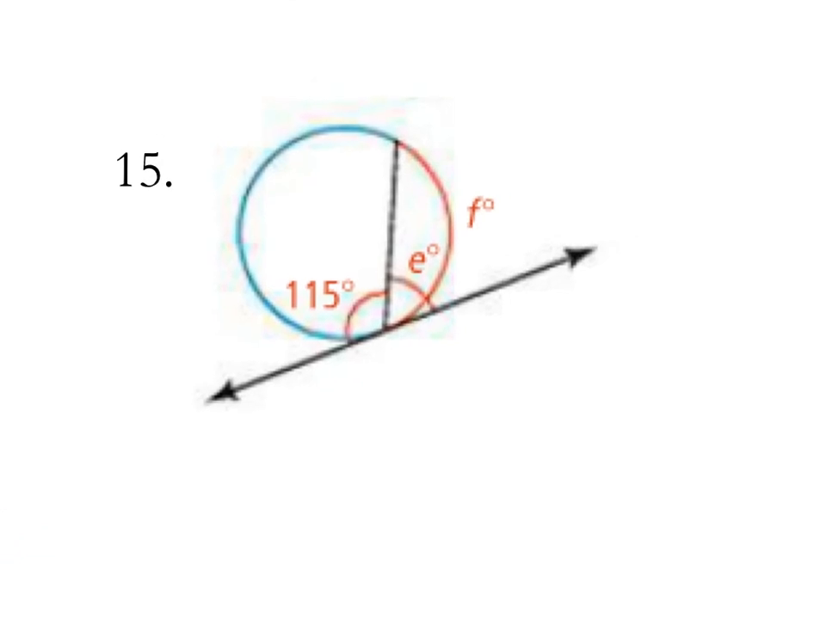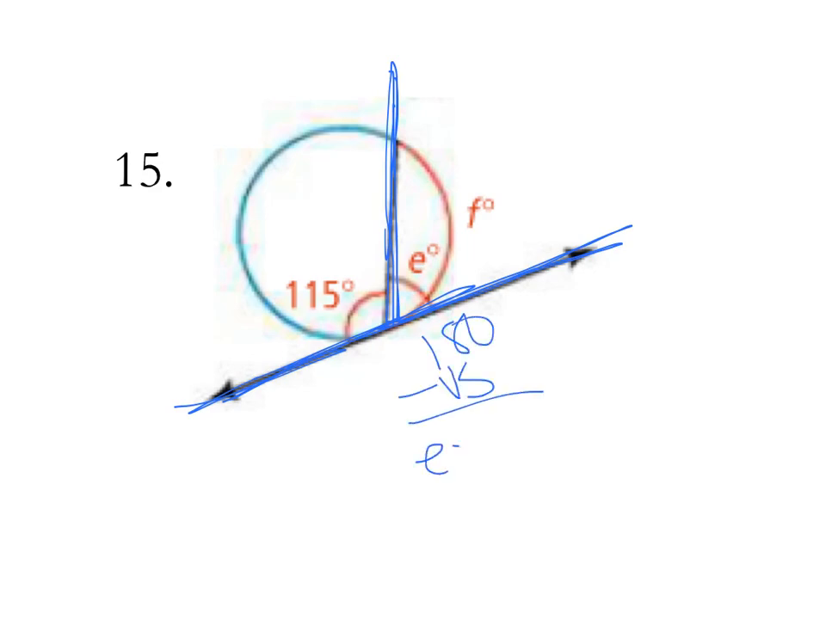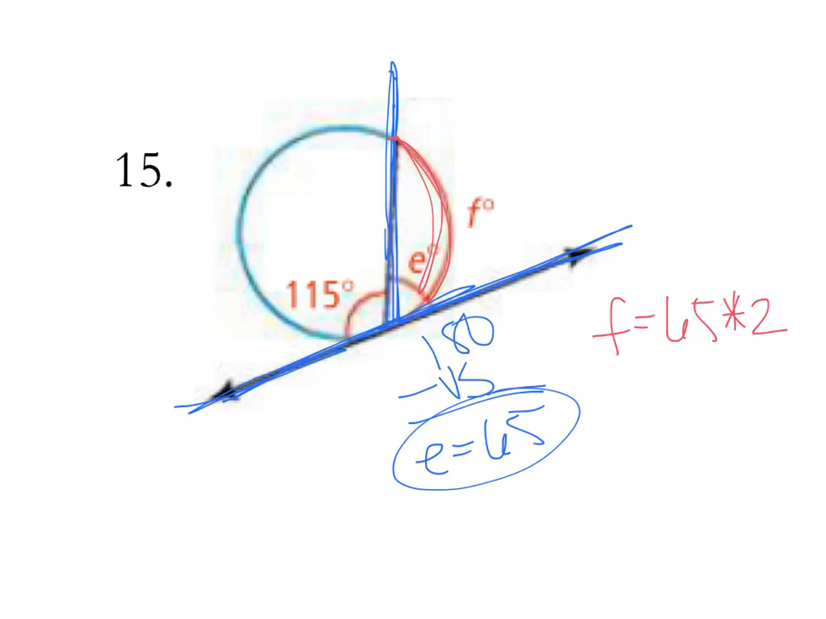And then the last one, number 15, I want to find angle E. This is what I was talking about in number 12 as well. You can use your straight line here. I can just do 180 minus 115. That gets me E is 65. And then find F. F is the arc, so I'm going to have to make it bigger to find the arc. So I need to double 65. F is 130.